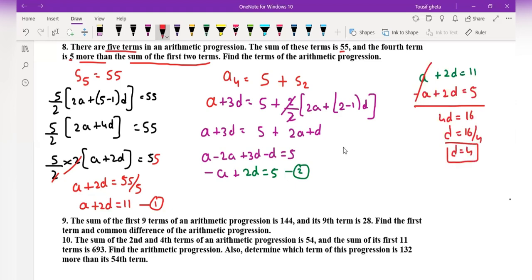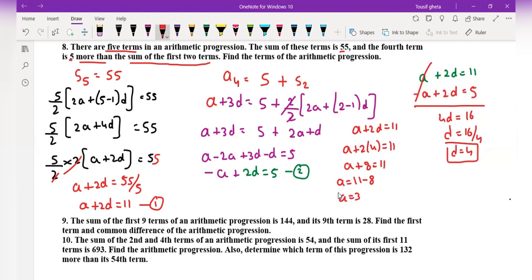Any one equation you can consider. So I'll be going with a plus 2d. That is the first equation. a plus 2d is equal to 11. a plus 2d, d का value है 4, is equal to 11. So a plus 8 is equal to 11. Transpose करो. So a is equal to 11 minus 8. So a will be equal to 3.